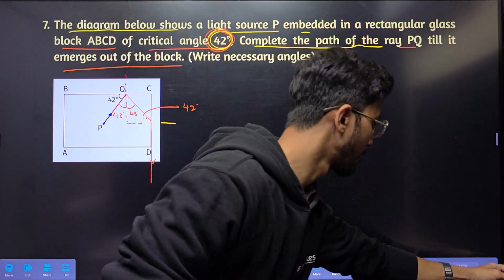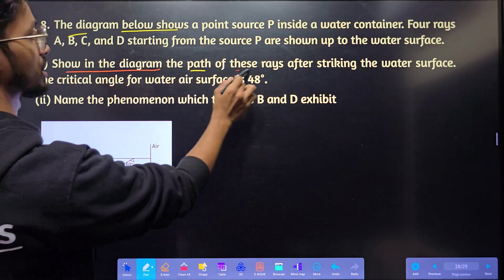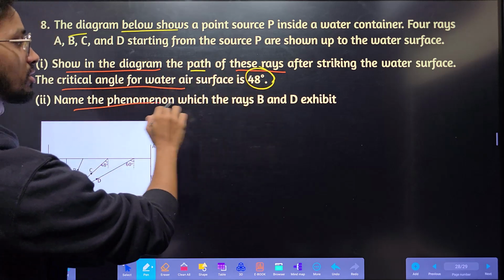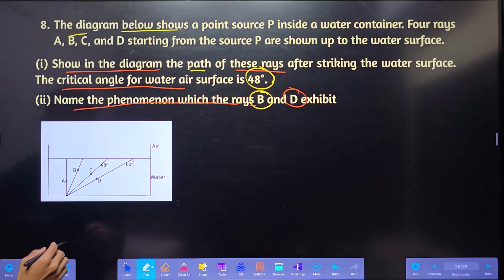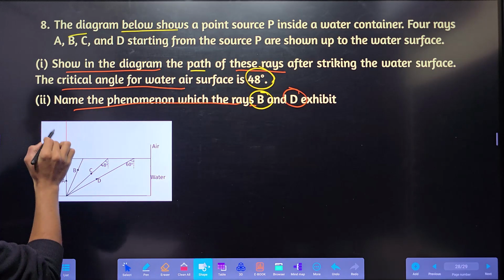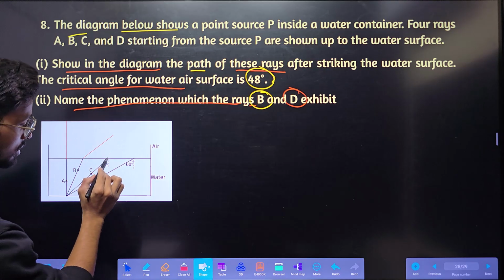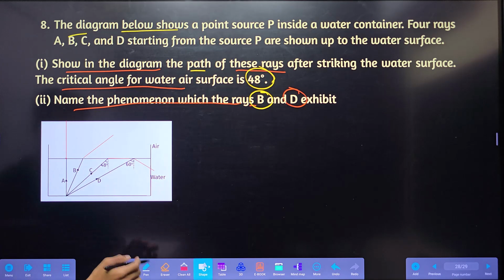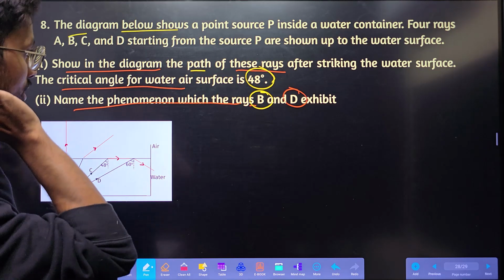Okay. Next, the diagram below shows rays A, B, C, and D. Show in the diagram the path of these rays. The critical angle is 48 degrees. Name the phenomena which B and D exhibit. Okay, let's draw the path of these rays. This will go straight in a straight line like this. This will be refracted like this. This is 48 degrees, so it will be grazing. This is 60 degrees, so it will reflect back. This will be the actual answer. Simple, easy.